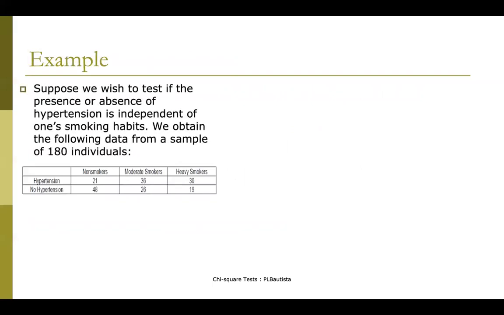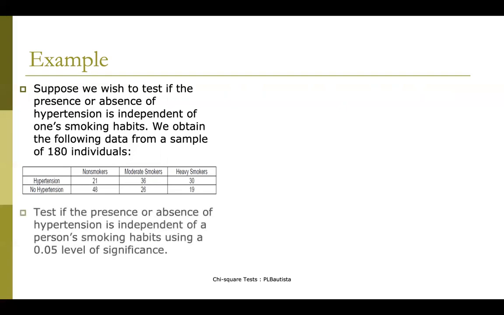So suppose we want to test if the presence or the absence of hypertension is independent of one's smoking habits. We obtain the following data from a sample of 180 individuals. So we see that there are 21 non-smokers with hypertension. There are 36 moderate smokers with hypertension, and so on. Given this data, we want to test if the presence or the absence of hypertension is independent of a person's smoking habits using a 0.05 level of significance.